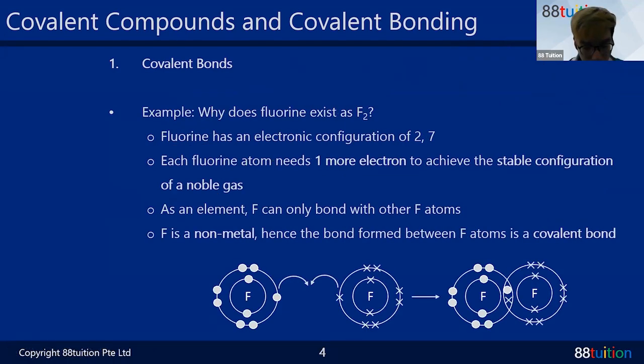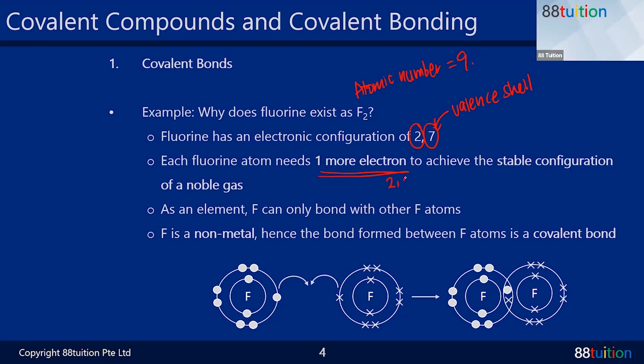So let's go through an example. Why fluorine exists as F2 is because fluorine is element number 9, atomic number 9. So each fluorine atom has 9 electrons. The 9 electrons are arranged with 2 in the first shell and 7 in the second shell, and this is the valence shell, the outermost shell. This is not stable because it doesn't have 8 electrons, which makes it full. So each fluorine needs one more to make it 8. They want to achieve this 2, 8, where the shell is full.